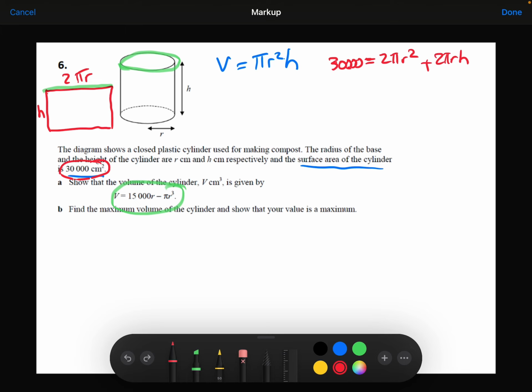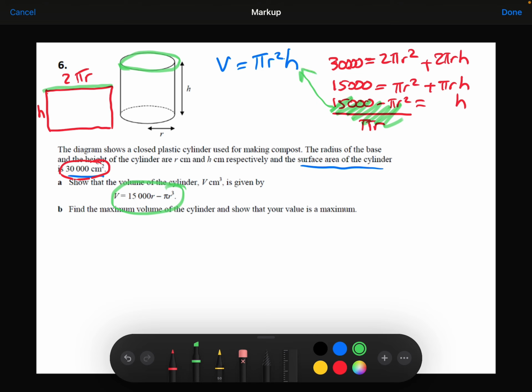Now, first thing I'm going to do, just to make my life a little bit easier, I'm going to divide this through by 2. I'm going to subtract the pi r squared from both sides. And dividing both sides by pi r. So h is equal to 15,000 minus pi r squared over pi r. I can now substitute this in instead of my h here.